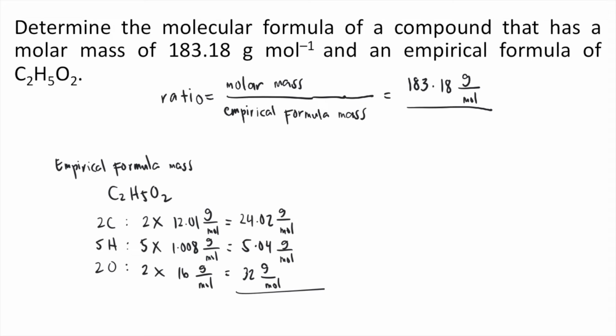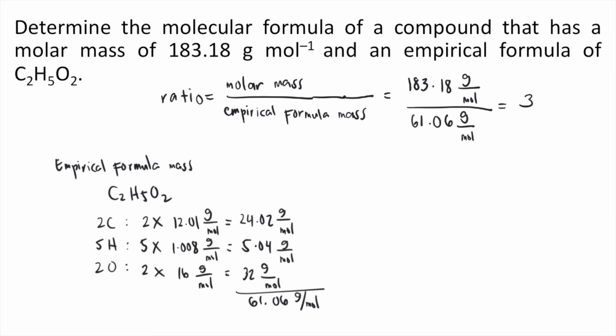If you get the total, the empirical formula mass is 61.06 grams per mole. So you plug that into the equation. 61.06 grams per mole. If you solve the ratio, 183.18 divided by 61.06, the ratio is equal to 3. So what are we going to do with that ratio?